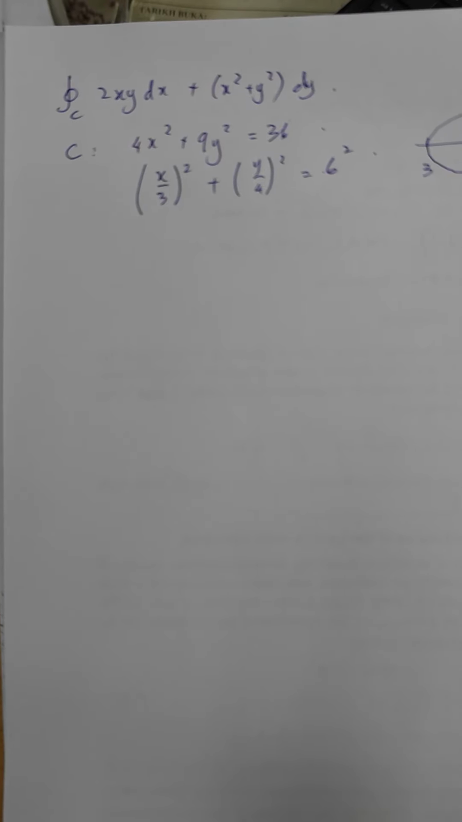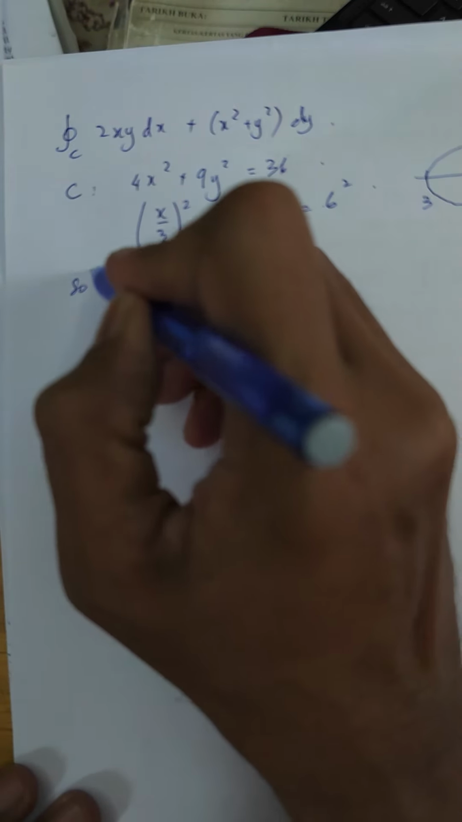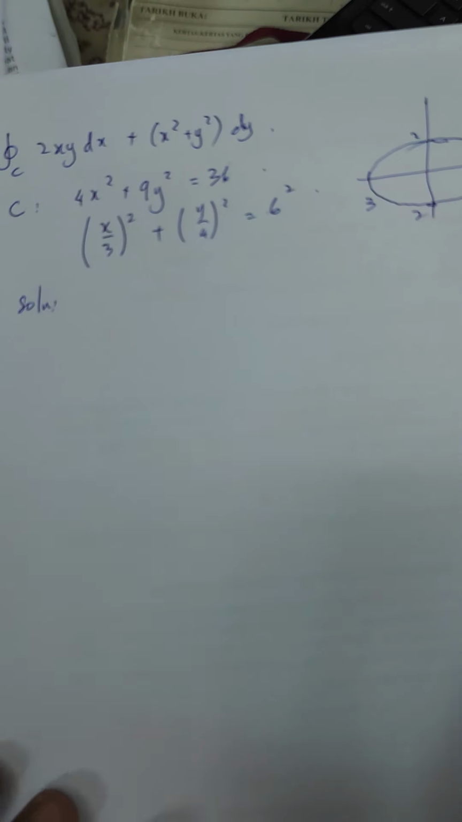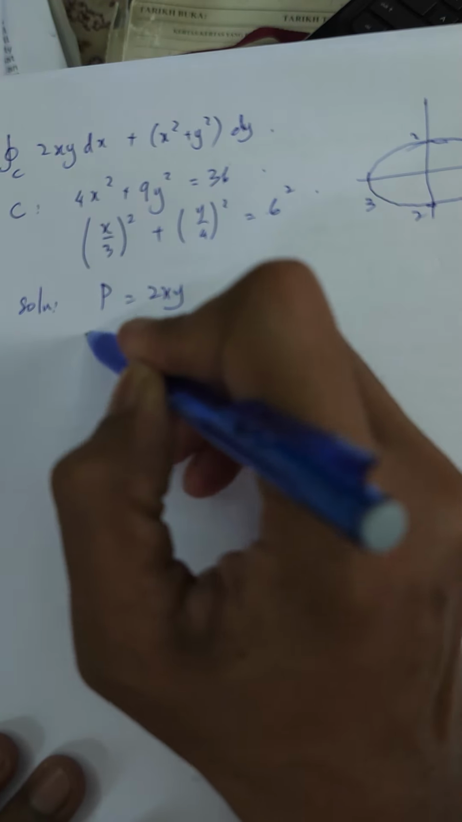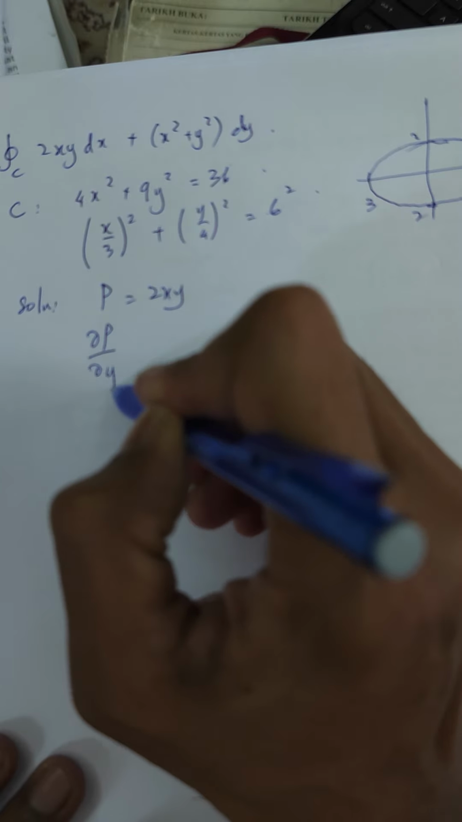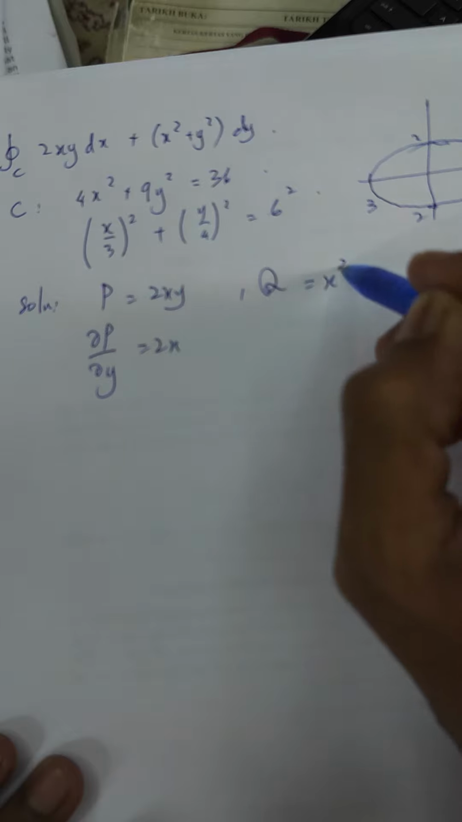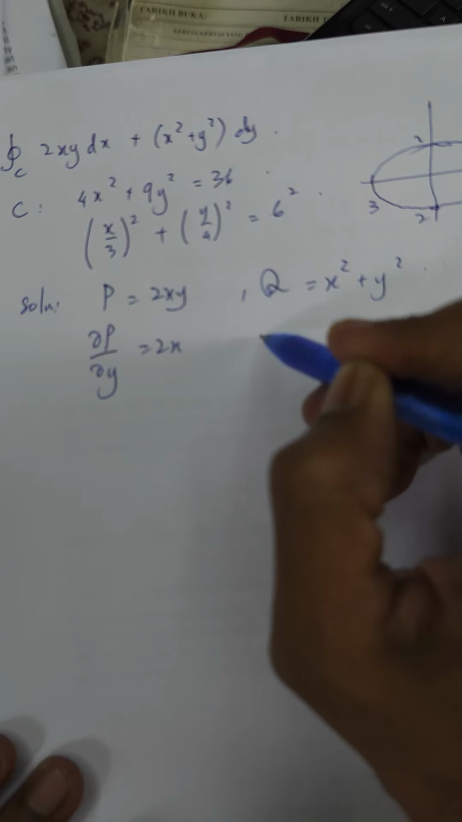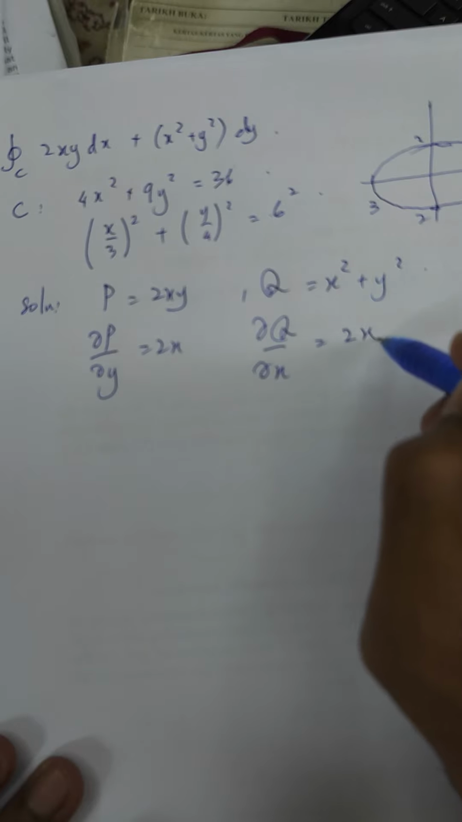Then if you use the Green theorem, we have P is 2xy. P we differentiate with respect to y, that gives us 2x. For Q we have x squared plus y squared. For Q we differentiate with respect to x, that gives you 2x.